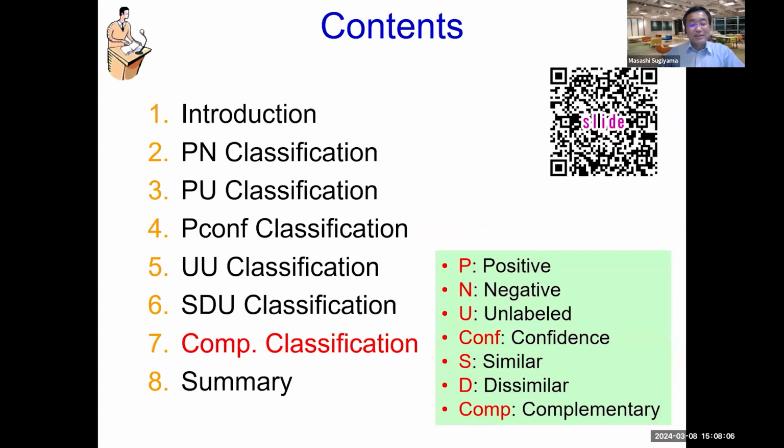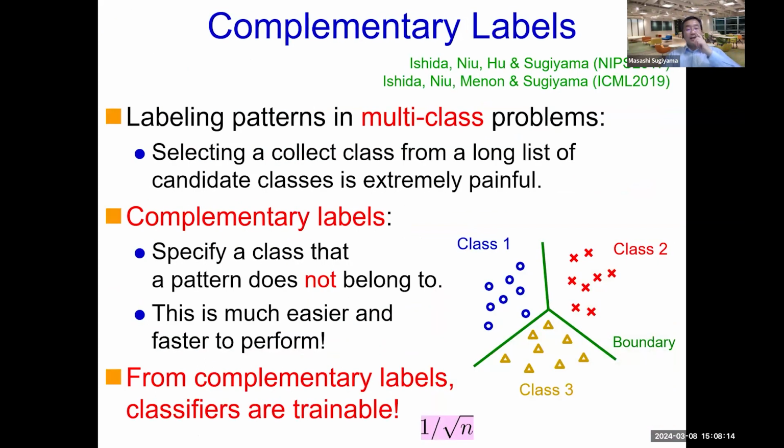Okay, that was about SDU classification. Then let's come to the complementary classification part, the multi-class problem. As I said, labeling patterns in a multi-class problem is quite painful. Selecting the correct class from a long list of candidate classes is extremely painful. Then we construct complementary labels. So that's the formulation here.